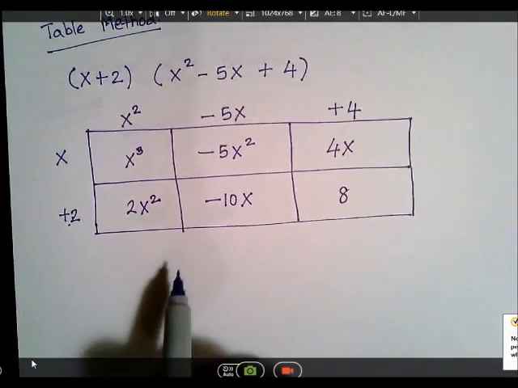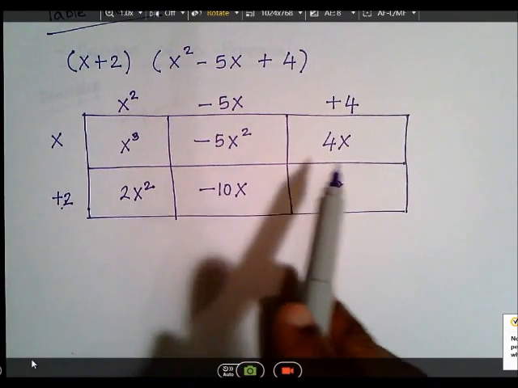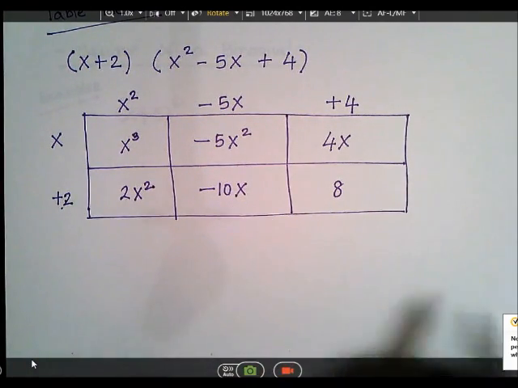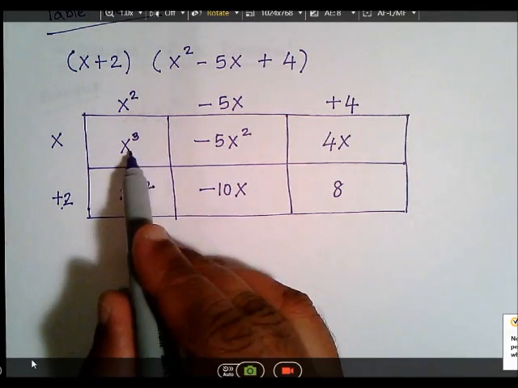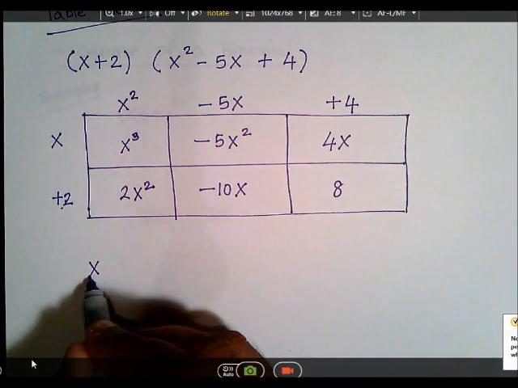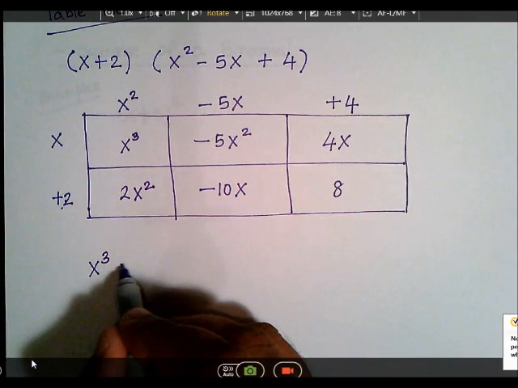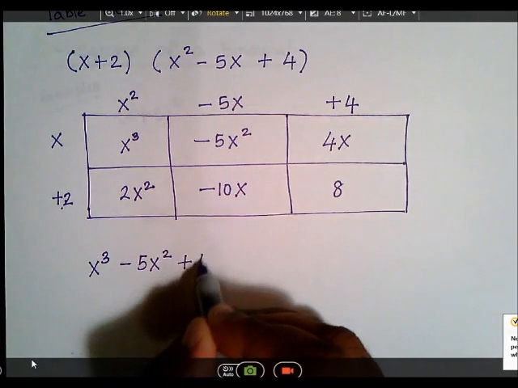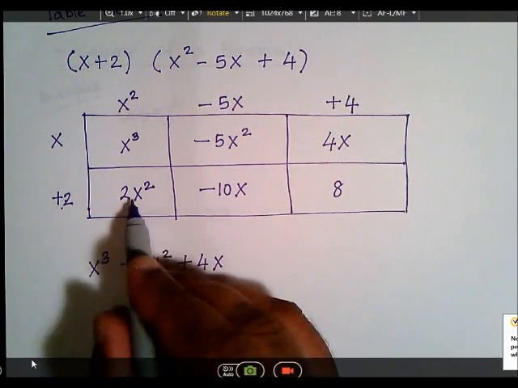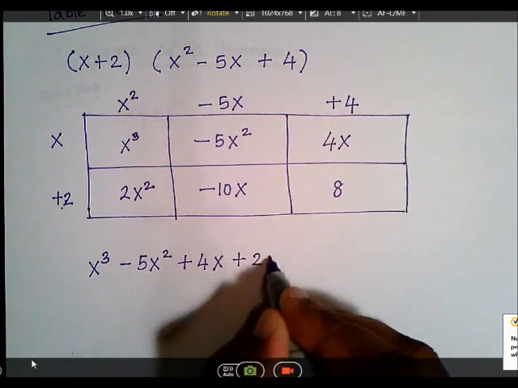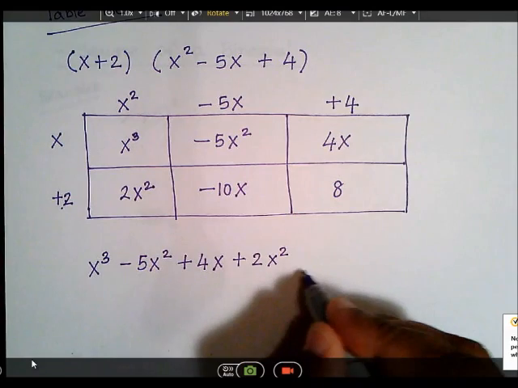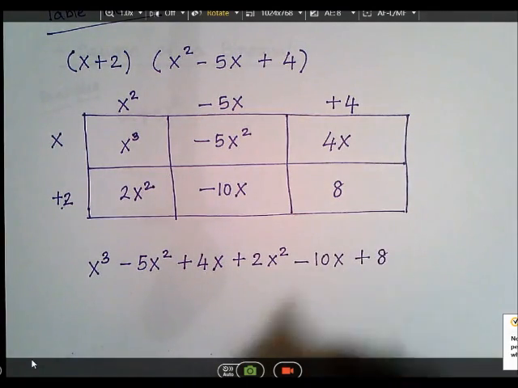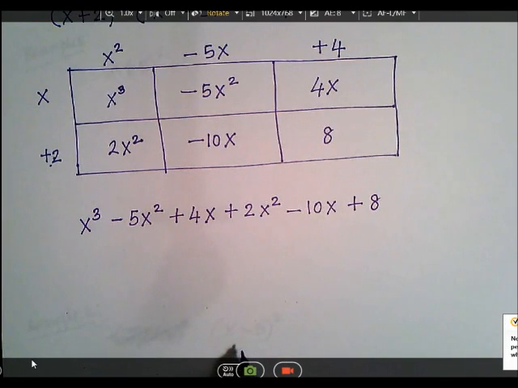Now I multiplied everybody. Now I want to put all the terms that I got by multiplying into one single polynomial. So I start with x cubed minus 5x squared. That's a positive 4x. That's a positive 2x squared. That's a negative 10x. And a positive 8. I got one long polynomial.